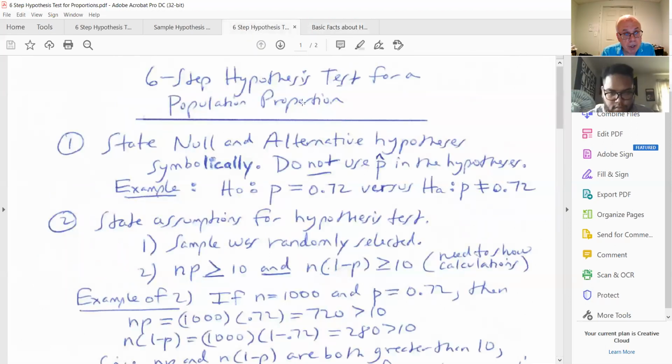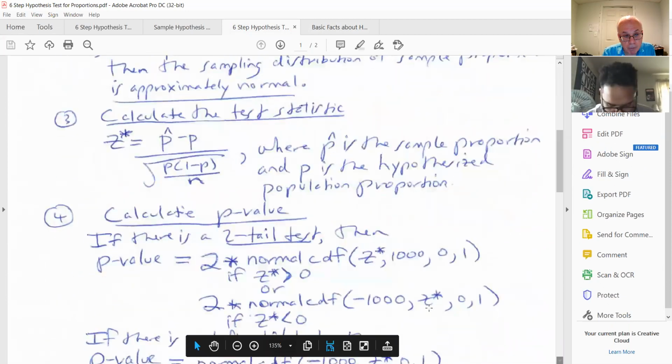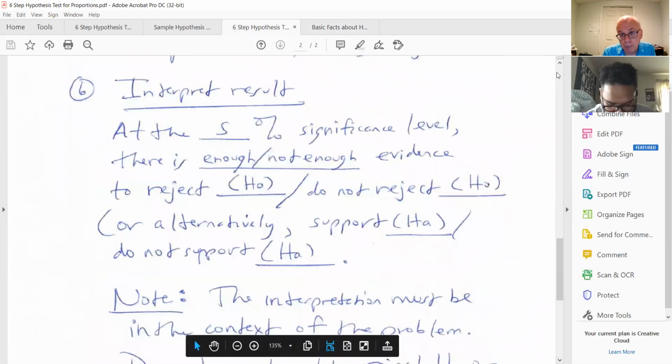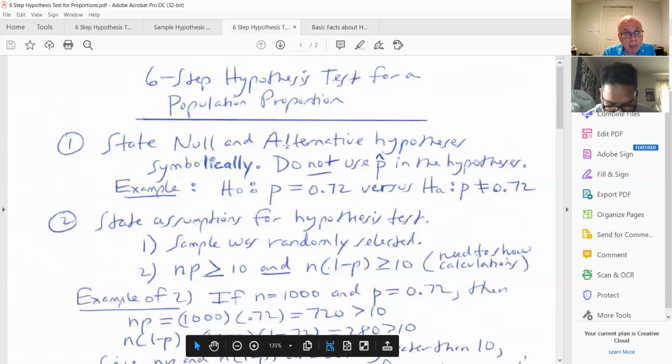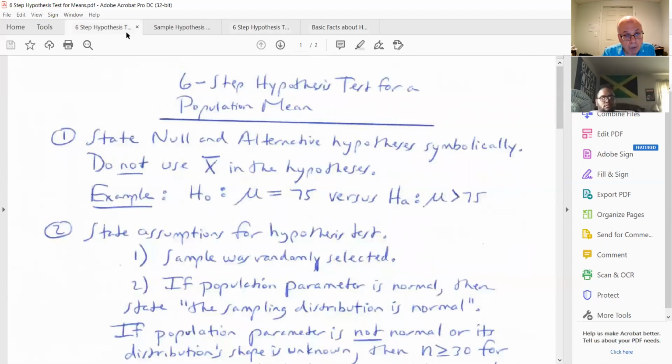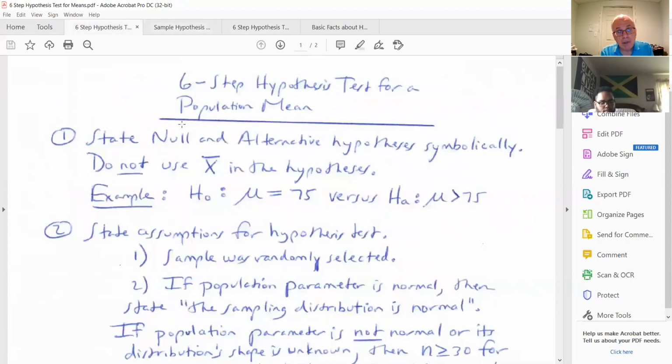Last time we went through the 6-step hypothesis test for population proportion. I went through the 6 steps with you before we left. All right, show you how to do all 6 steps. And again, we're going to use an example to show you how to do this one. Then I created a separate one that I'll post, 6-step hypothesis test for population mean. And then in this PDF here are two examples of a hypothesis test, one for the mean and one for proportion. Right. Let's just take a look at the 6-step hypothesis test for population mean.